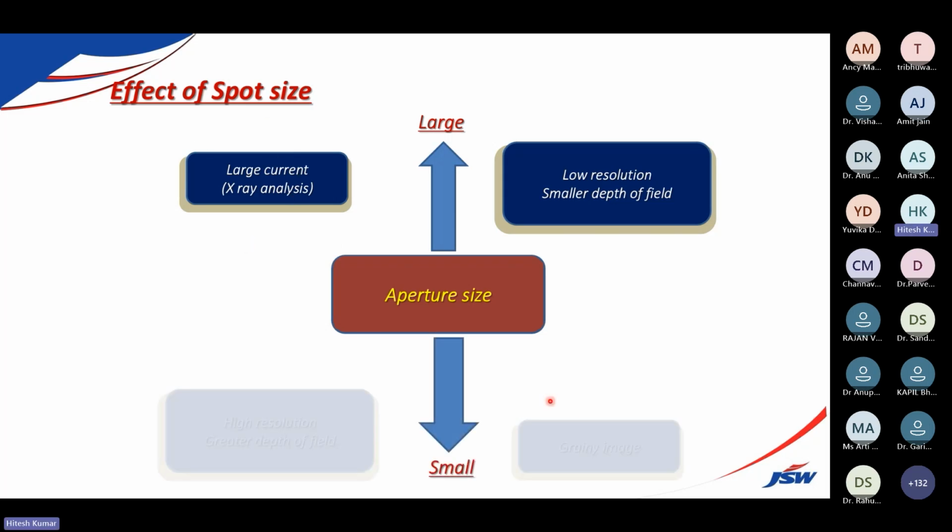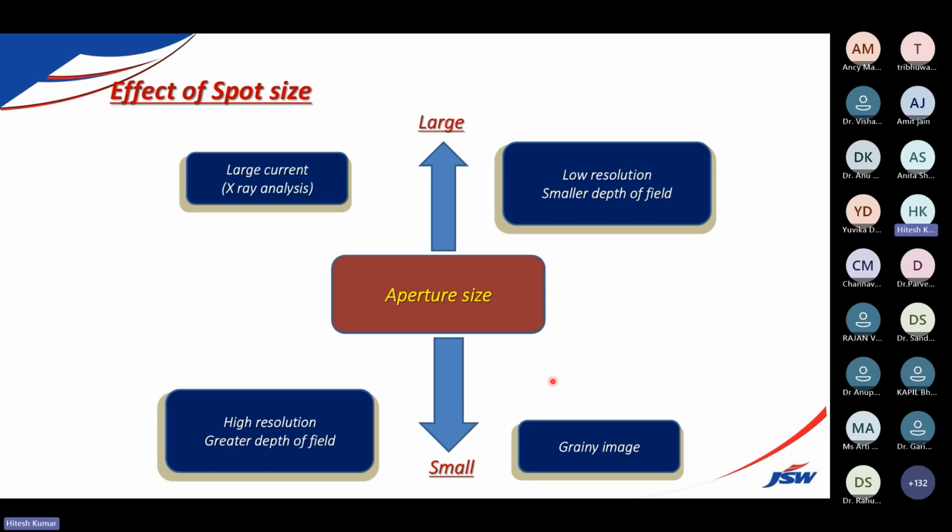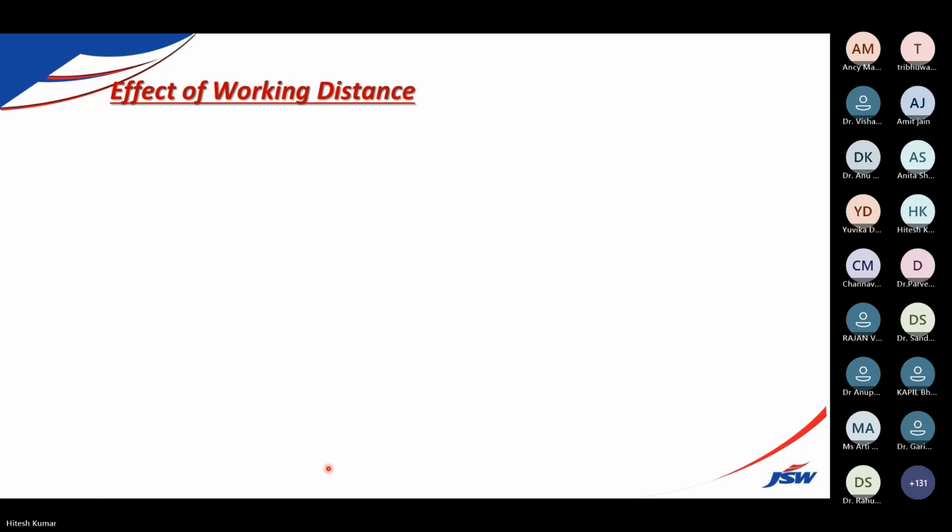If your aperture size is small, then you are going to get a grainy-free image as well as high resolution and a better depth of field. Now we'll talk about the working distance.